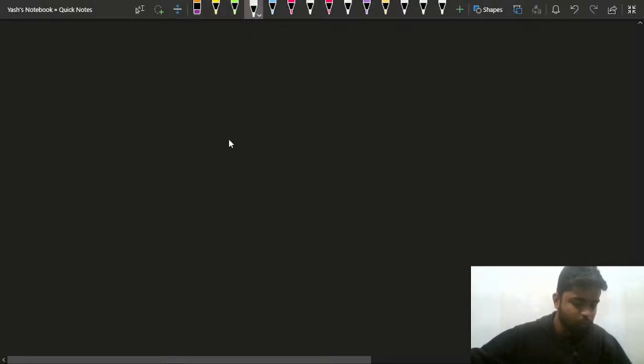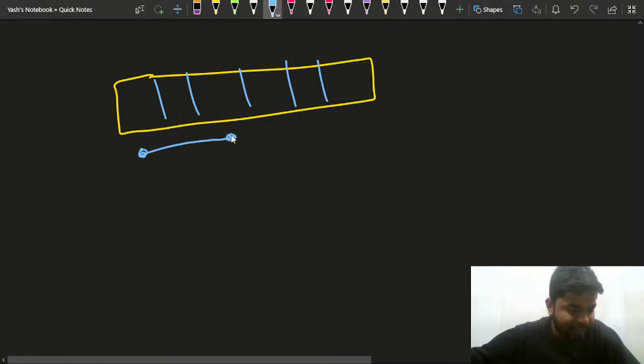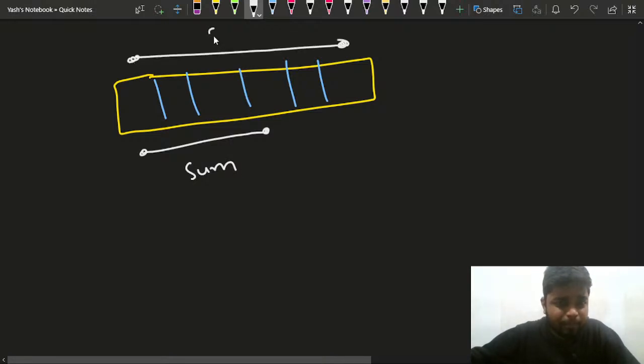What I want to say is that there can be a lot of scenarios. Let's say that up till this index, this is some array. If the sum from here till here is sum, and the sum from the starting till this point is also sum, what is the sum of this part? Can you tell me what is the sum of this part?